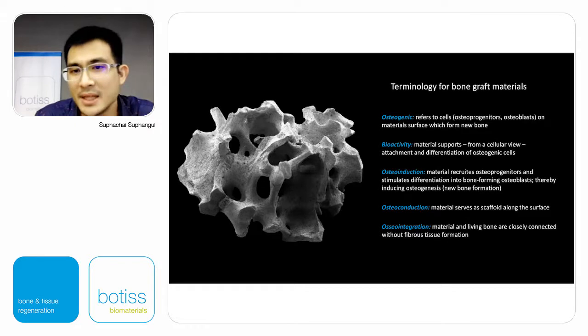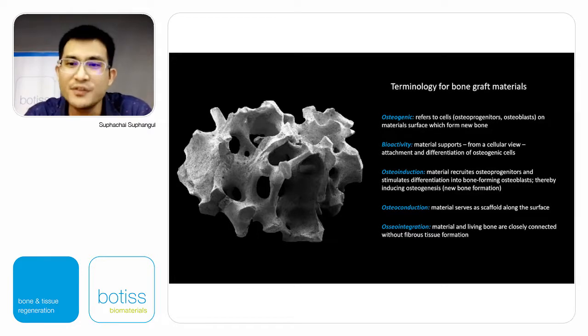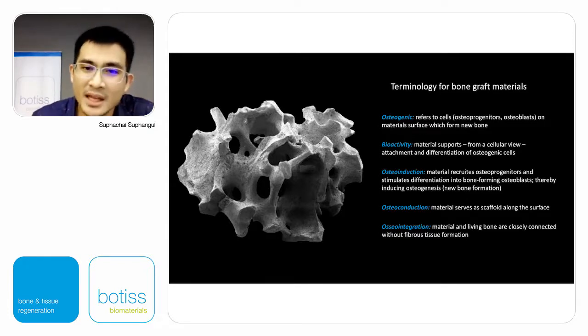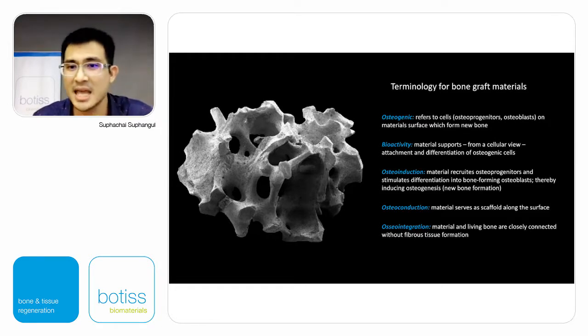Bioactivity is the formation of a cellular view: the osteogenic cells attach and differentiate on the biomaterial. Osteoinduction will induce the osteoprogenitor cells around the graft area, which then differentiate into osteoblasts. For osteoinduction nowadays, we refer to BMP2, bone morphogenetic protein, or similar inducing proteins.